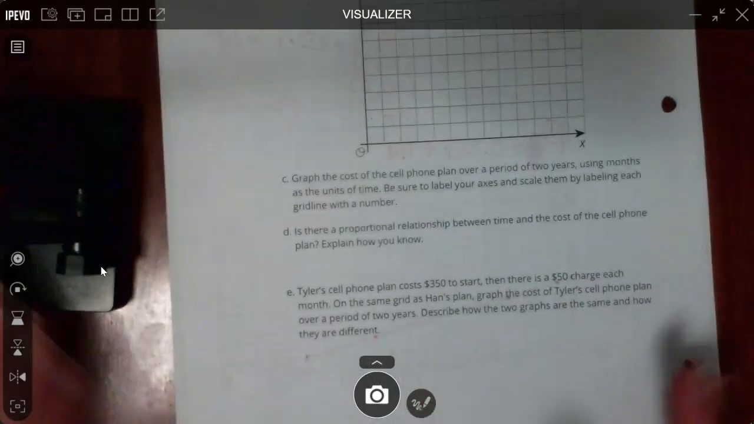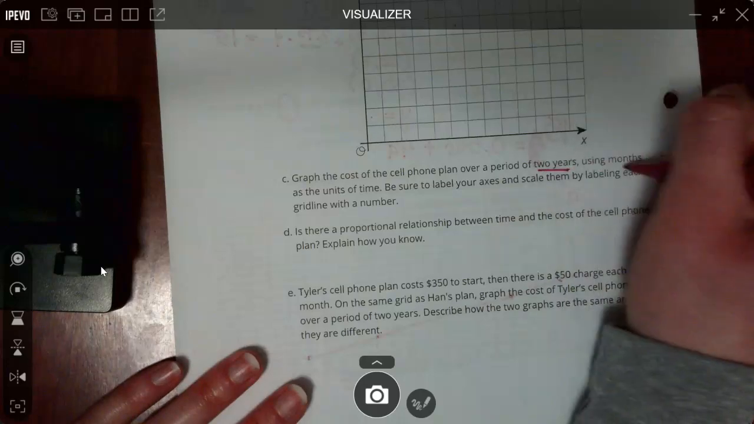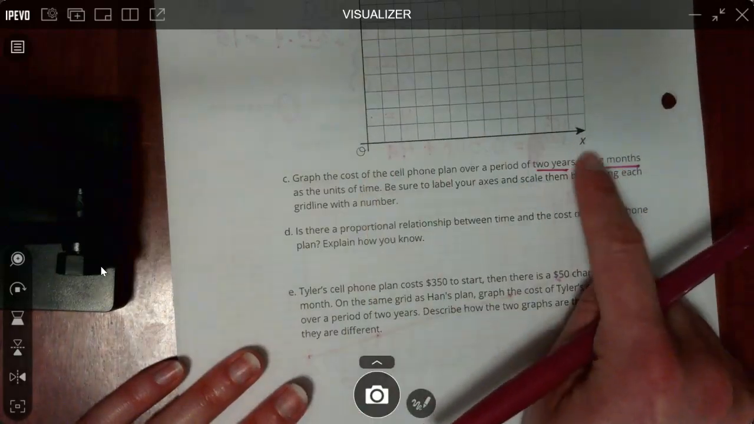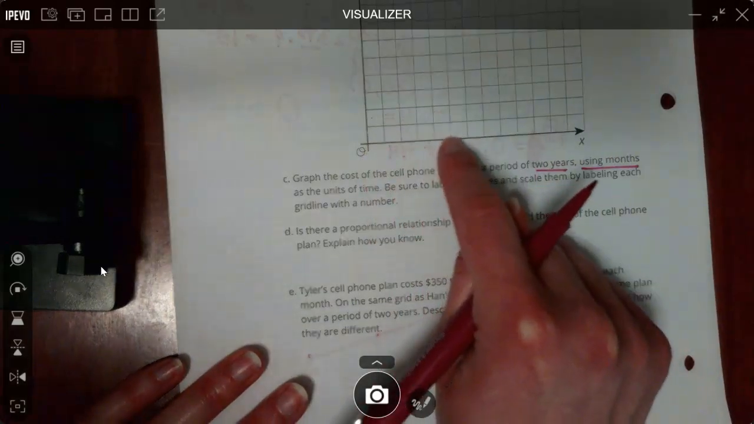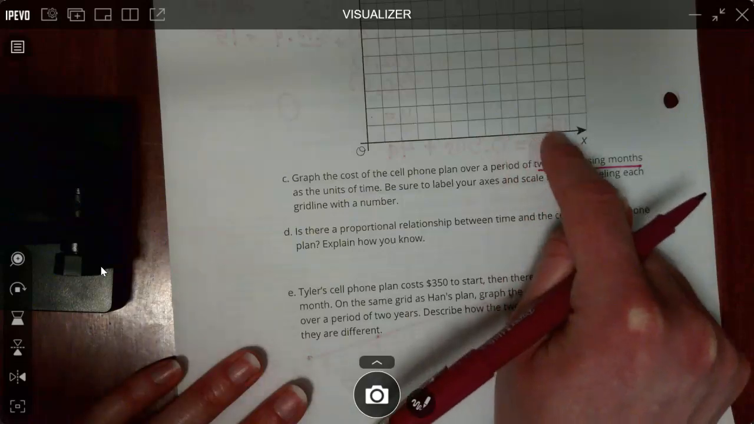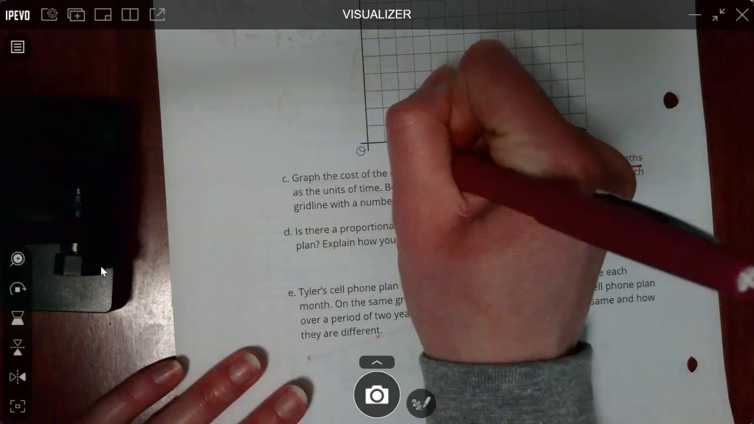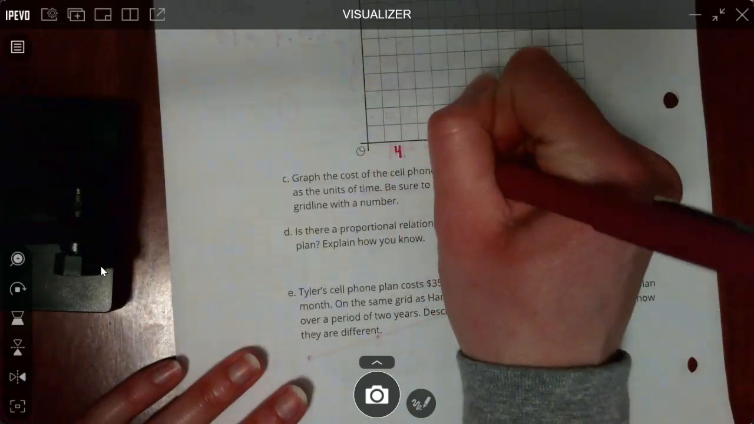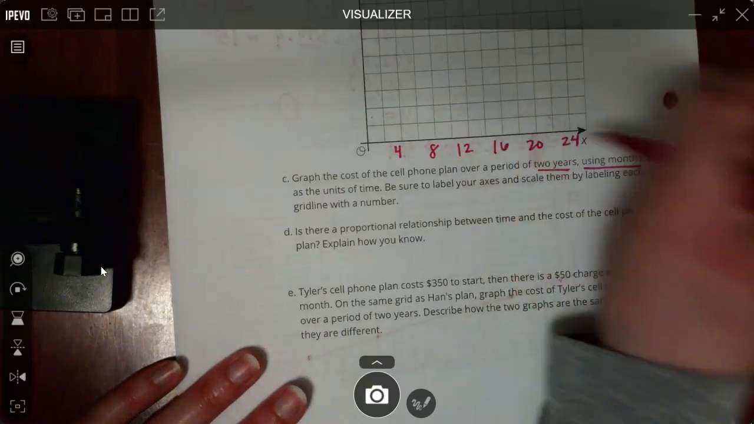All right, down here, it says graph the cost of the cell phone plan over a period of 2 years using months. So that means I need to fit 24 months down here because that's 2 full years. So I have 1, 2, 3, 4, 5, 6, 7, 8, 9, 10, 11, 12 lines. So I'm going to skip count by 2s. But I'm also just going to do 8s to save myself some space. So 2, 4, 6, 8, 10, 12, 14, 16, 18, 20.